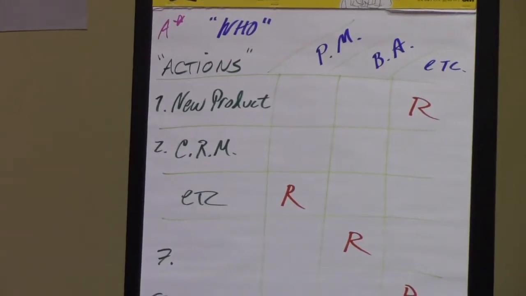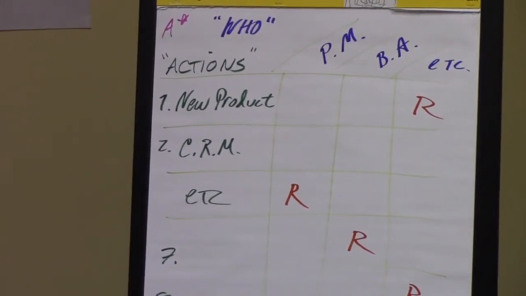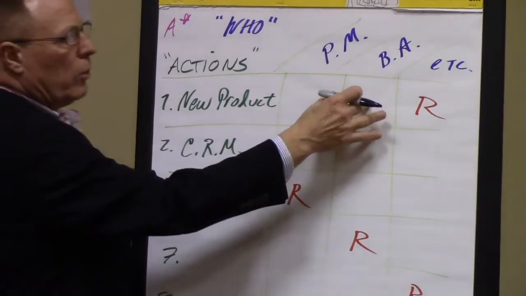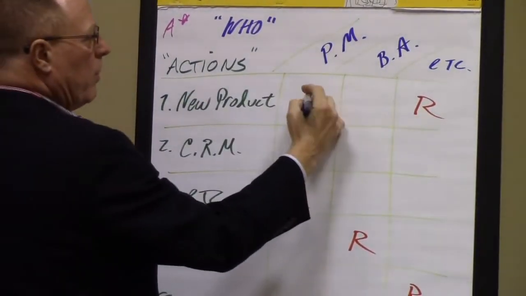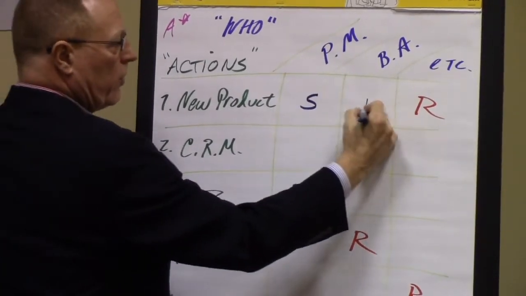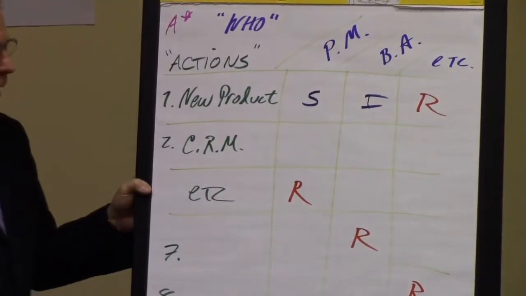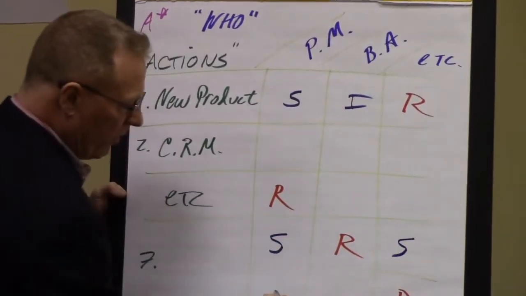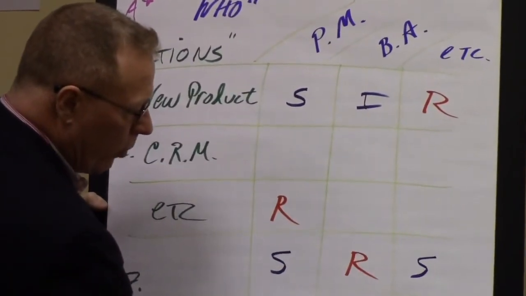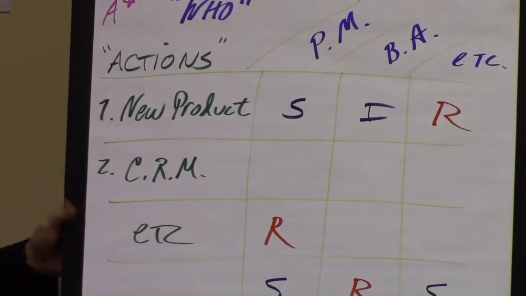Suggestion now is to go back with the time remaining to find out the relative relationships of other roles. For example, here the PM may be supporting it, the business analyst needs to be informed about it. It could be you have blanks, it could be you have multiples, but we're simply finding out now what is appropriate in all the other cells.